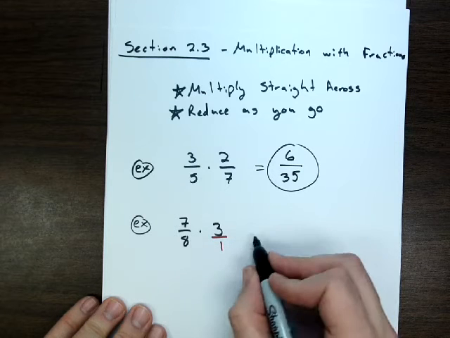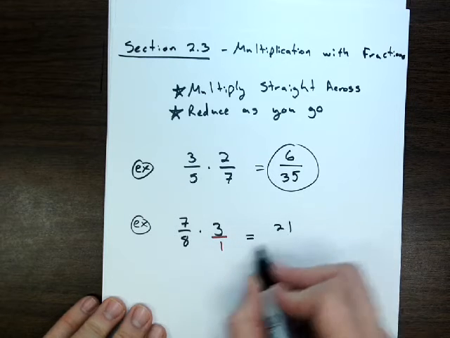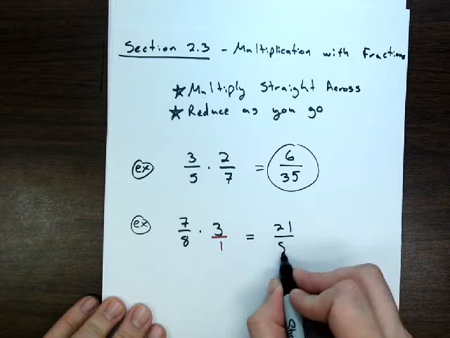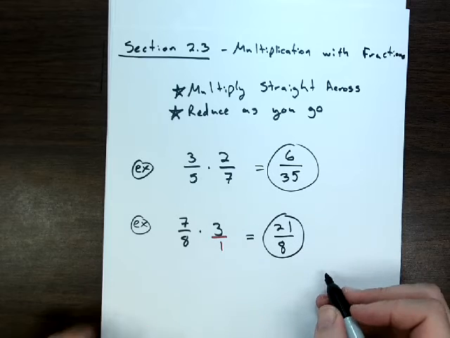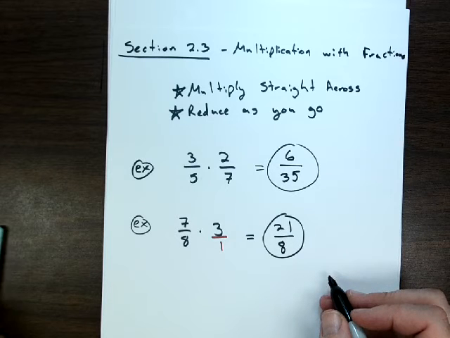7 times 3 is going to be 21. 8 times 1 is 8. And even though this is an improper fraction, that's okay. Improper is fine. Remember what I said? Improper is just a title. There's nothing wrong with it.